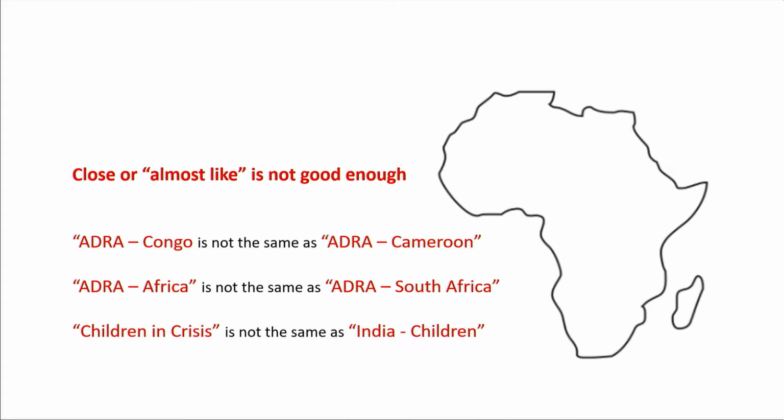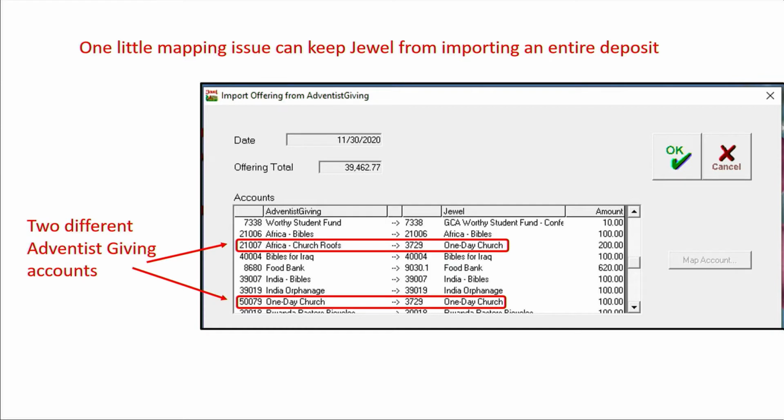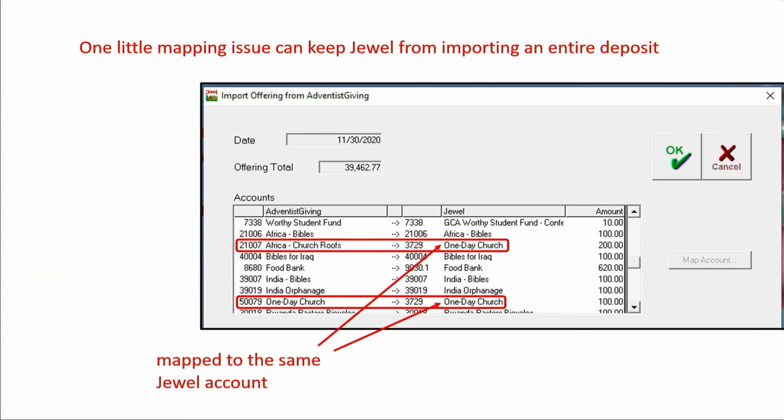A second very compelling reason to map correctly is this. If you map a new account incorrectly to a similar account you already have in Jewel to save some time, and you end up with two different Adventist giving accounts mapped to one Jewel account in the same deposit, you will end up with an error message, and Jewel will refuse to import correctly.